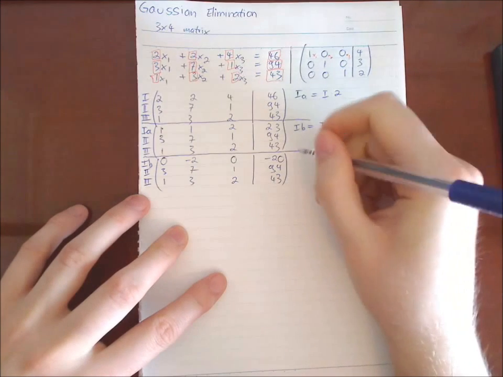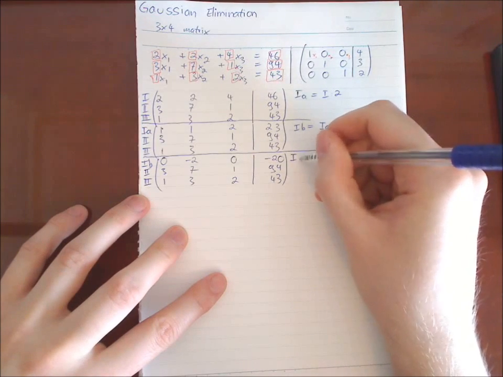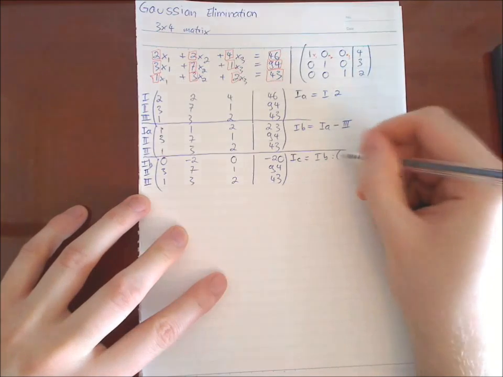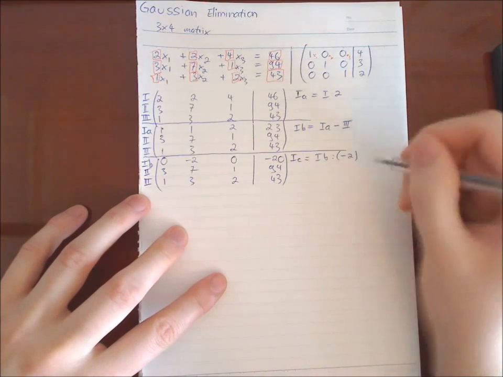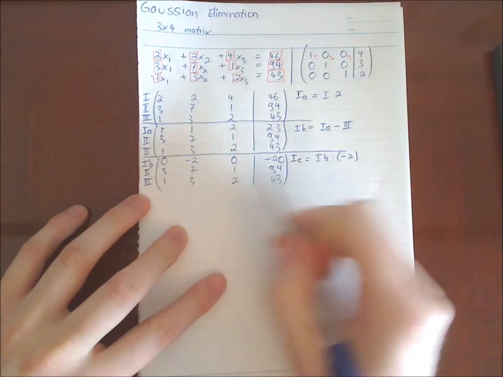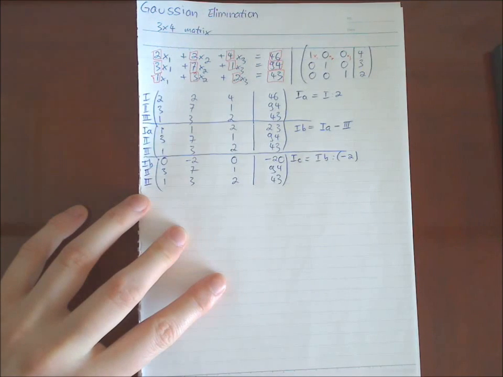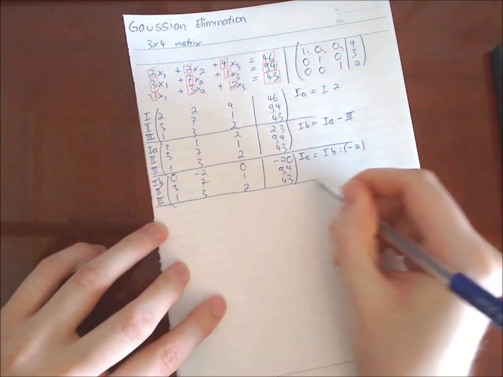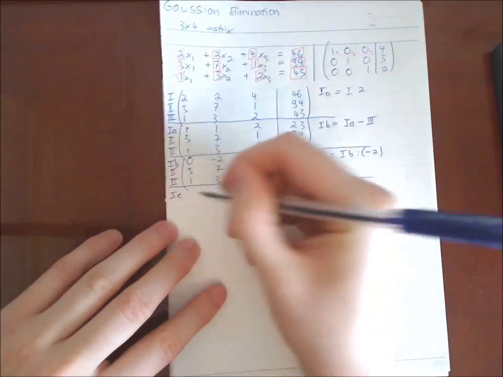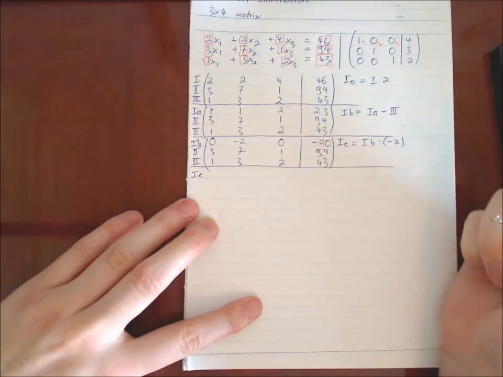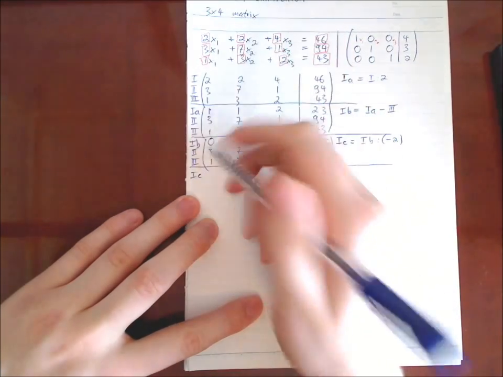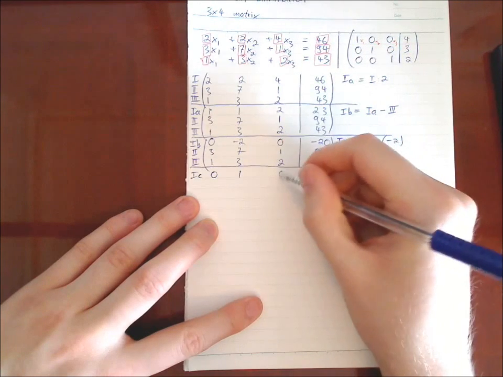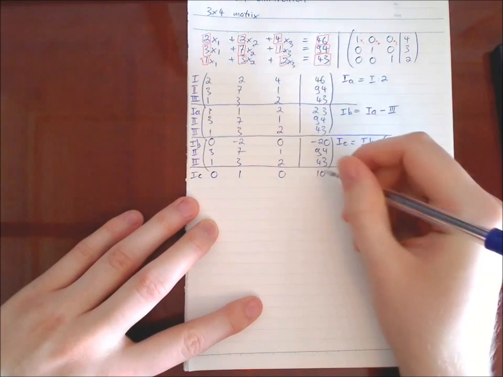So what else can we do? 1c is 1b divided by minus 2. And then we have isolated x2, and the result in this case is 10. So let's just do it. 1c is, okay, 0, then we have 1, 0, and 10, just as we said.